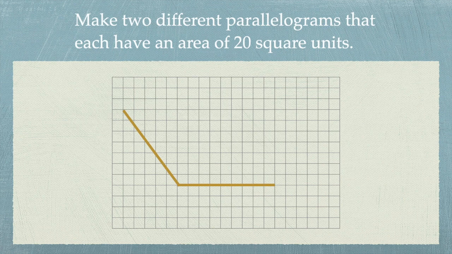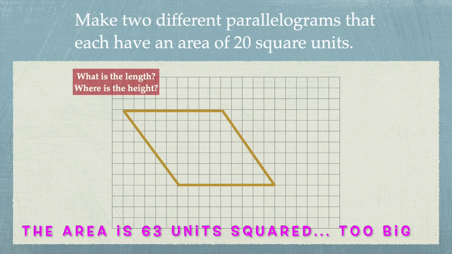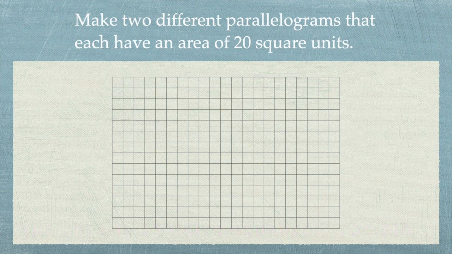But if I have these 2 lines, my next line must be perfectly equal to the opposite line and perfectly parallel to it, like this. And now I just add the top. This is a perfect parallelogram. The question is, is it 20 square units? Well, I can count the length and I can count the height, and I multiply those 2 together and I realize it's way too big. So I'm going to try again.